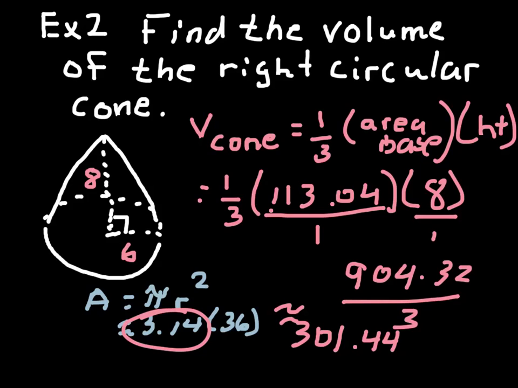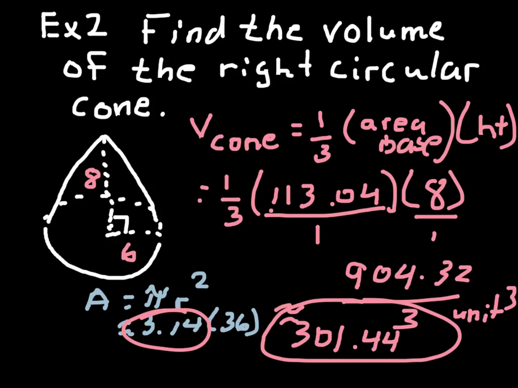So the volume of this cone then is 301.44, and there's not a label on this one, so we'll just call it units cubed. Okay?